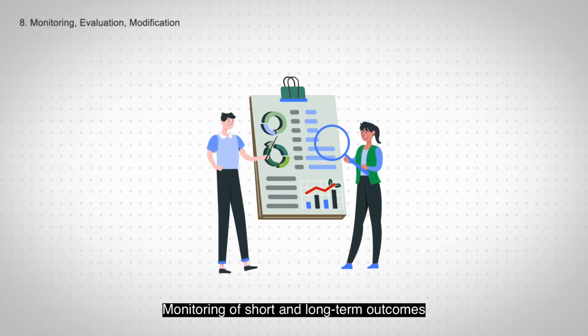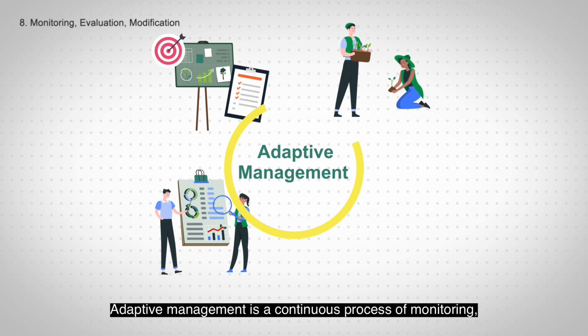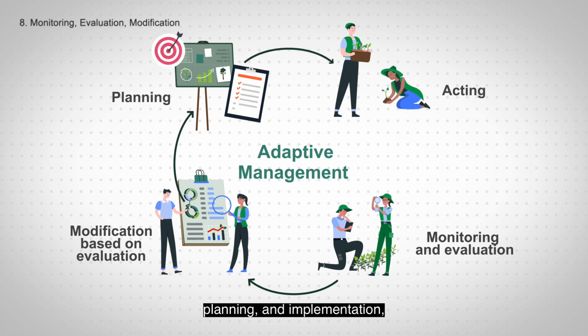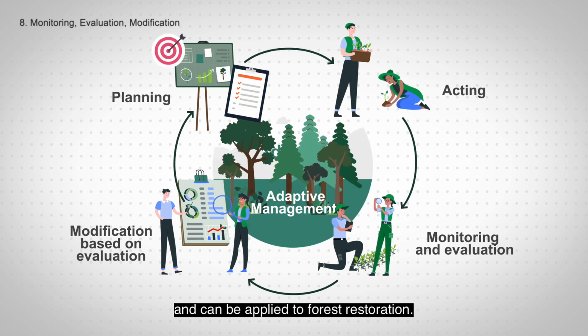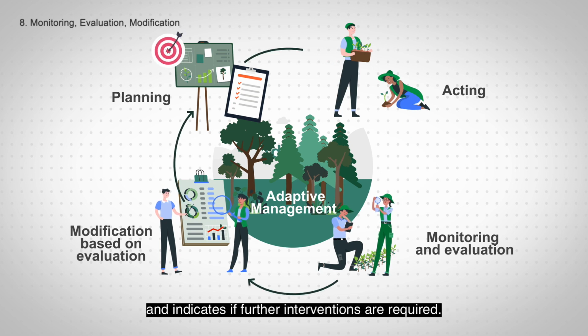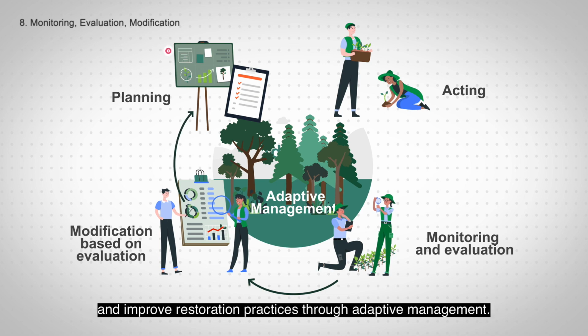Monitoring of short and long-term outcomes should be conducted in restoration practices. Adaptive management is a continuous process of monitoring, evaluation, modification based on evaluation, planning, and implementation, and can be applied to forest restoration. Feedback from monitoring allows adaptive management and indicates if further interventions are required. We can learn to analyze factors that contributed to success or failure and improve restoration practices through adaptive management.